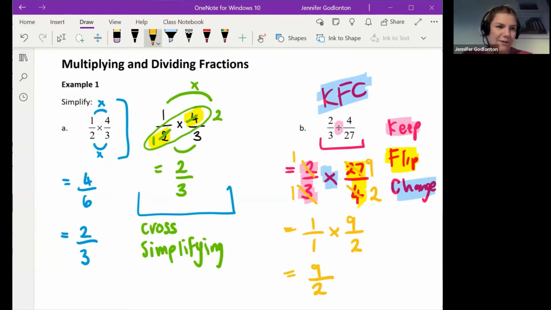So that's my answer. Okay, so first step is to just know that we're going to do KFC when we see a divide sum, and then we're going to think about cross simplifying.